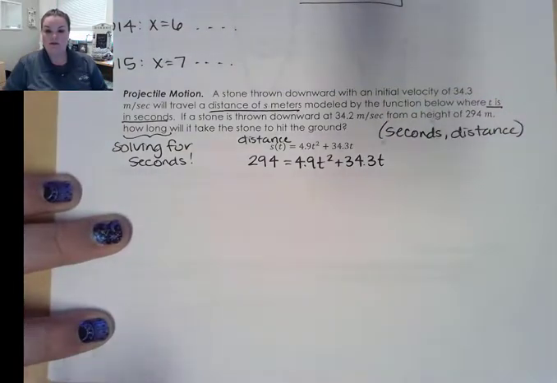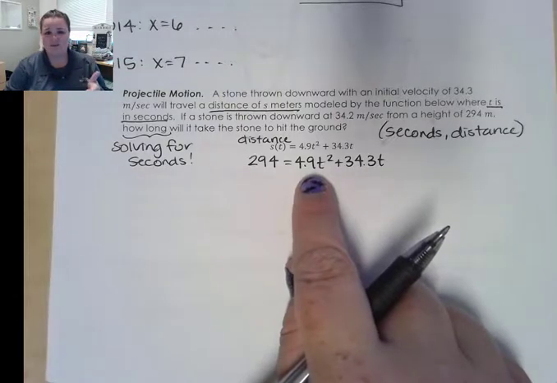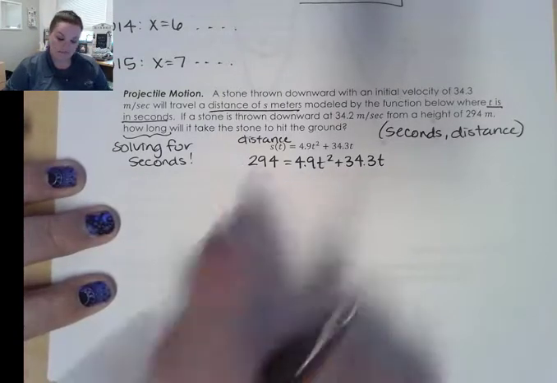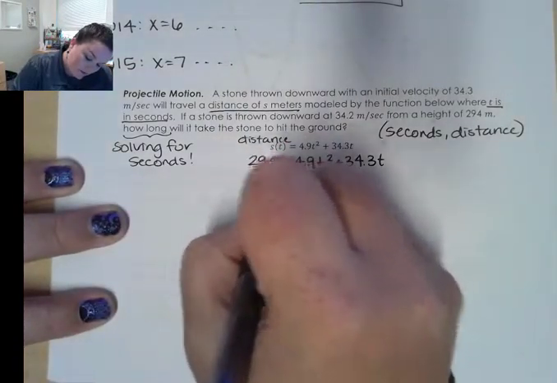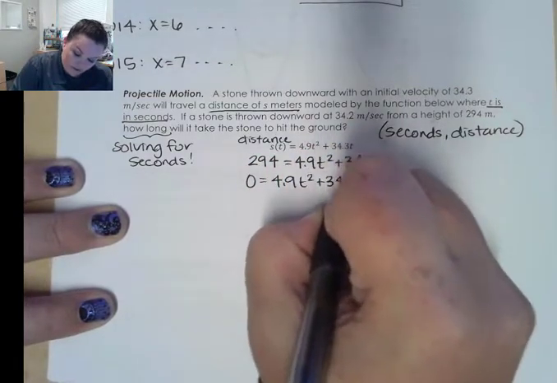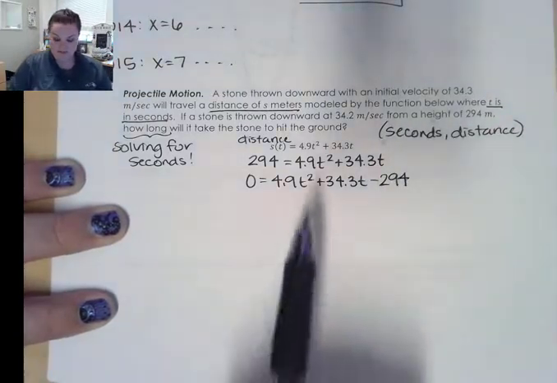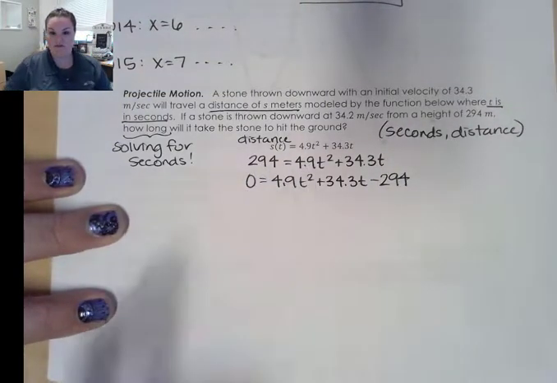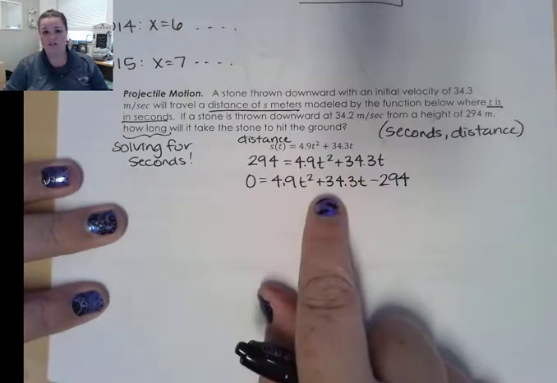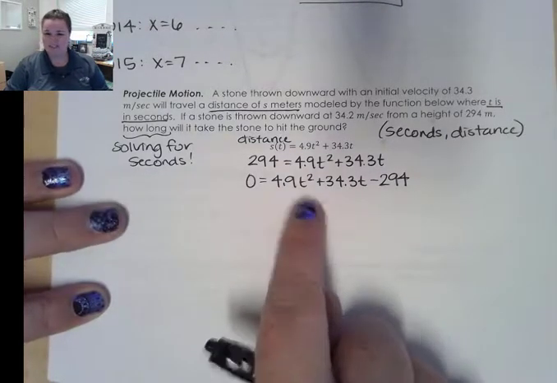Okay. Now, in order to solve this, I see a t squared. That tells me I'm going to have to factor or do quadratic formula, so I need it equal to 0. So I have 0 is equal to 4.9 t squared plus 34.3 t minus 294, right? Because I got to take that 294 and move it to the other side. And then I really don't want to do sum product with this. I'd much rather do quadratic formula because there's decimals.